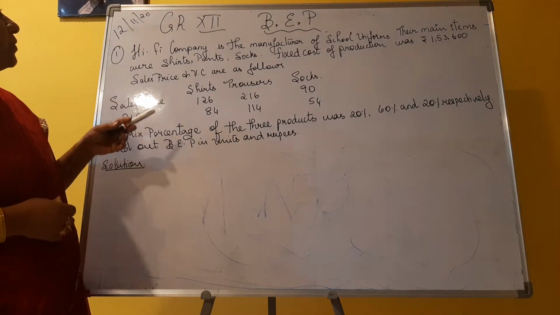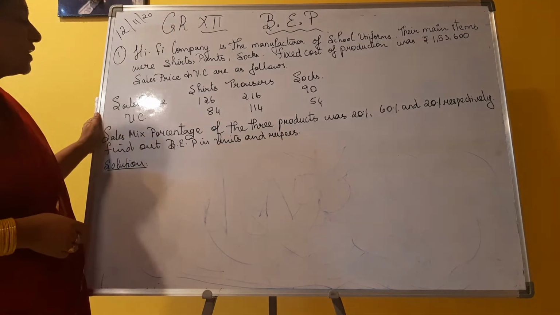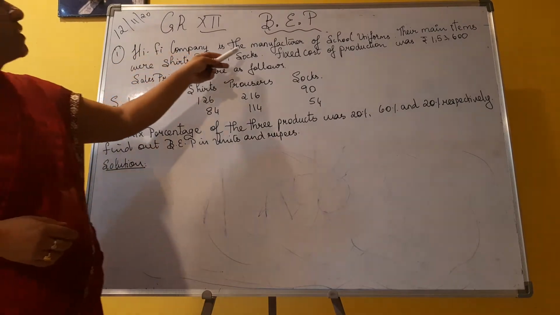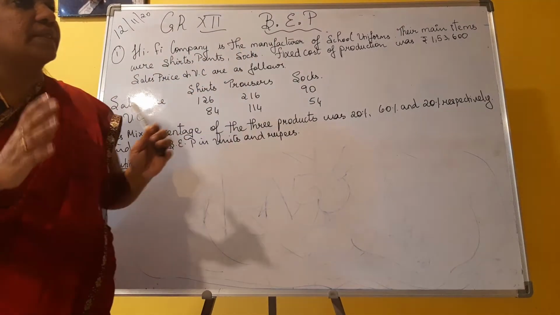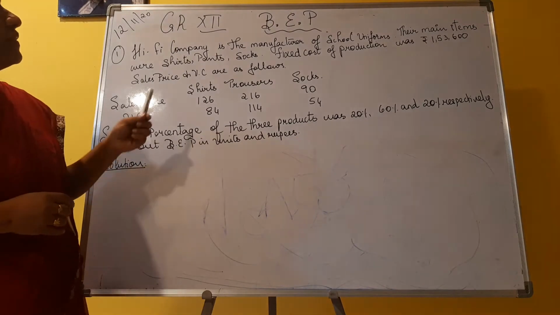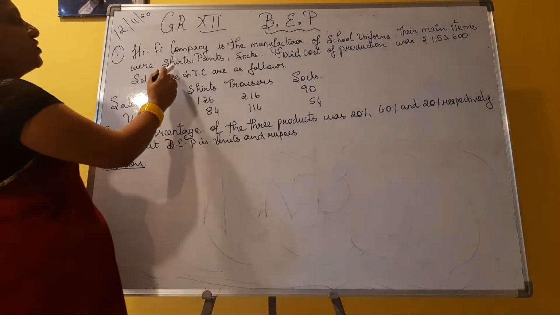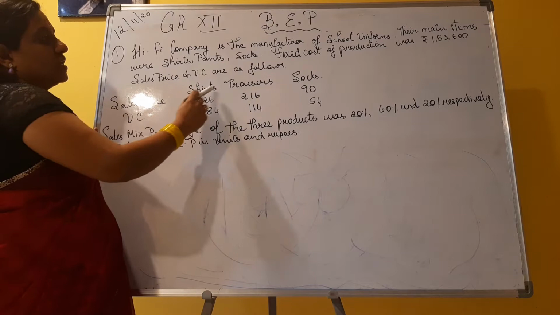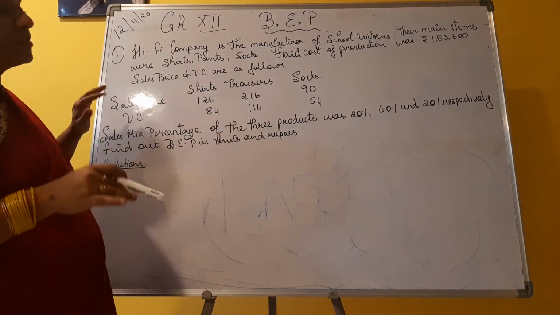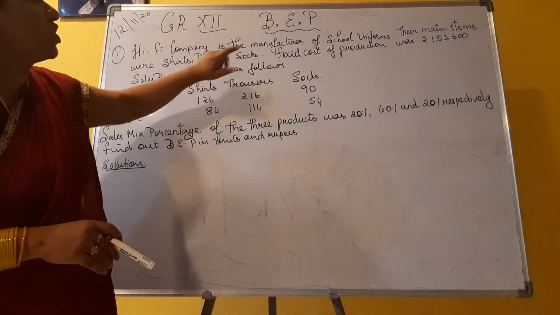Now we'll take the example. Hi-Fi Company. See, it's a name of a company. Hi-Fi Company is a manufacturer of school uniforms. They manufacture what? School uniform. Their main items are shirts, pants, socks. These three things they manufacture. It is just an imaginary thing. Shirts, pants and socks they manufacture.